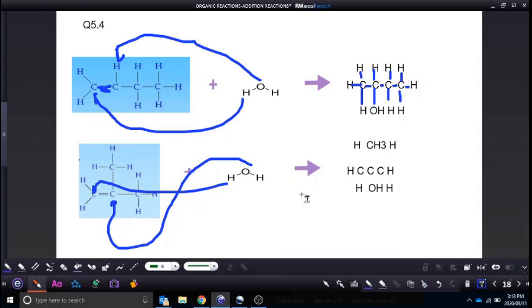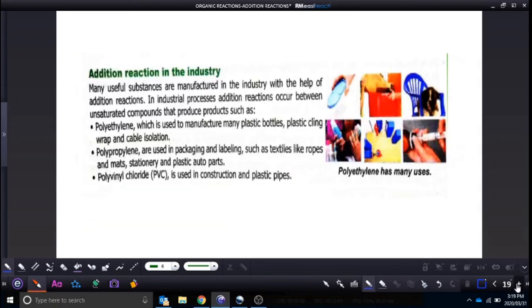So we add our bonds there, so it's 1, 2, 3, 4, 1, 2, 3, and there we have our, let me just correct that. Okay, there we have our 2-methylpropan-2-ol. Both of them are major products because we followed Markovnikov's rule.